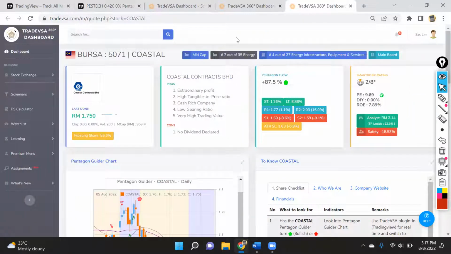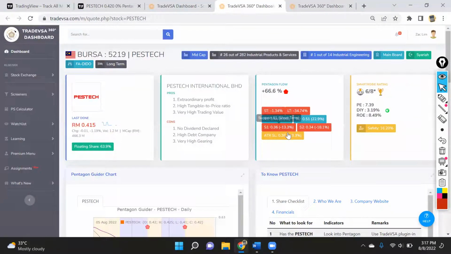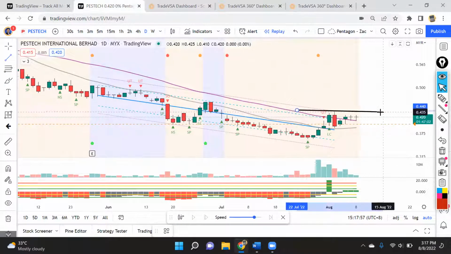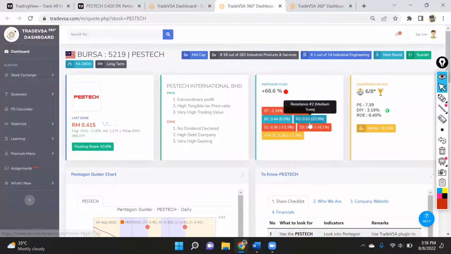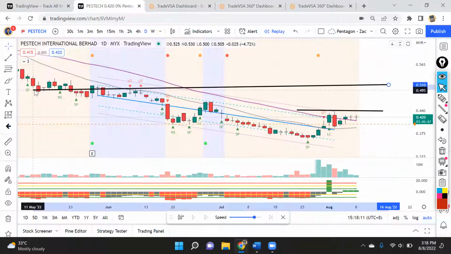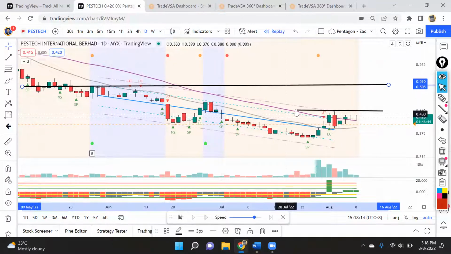So let's look into PESTAG again. I want to see where resistance 1 and 2 are. Resistance 1 is 44 cents, which is still 4% away, and R2 is 51 cents, which gives you around 23%. So let's go back to here. 44 is a bit close, a few ticks away. The other one is 51, which I think is still possible as well. This is the previous resistance, close to previous resistance also.